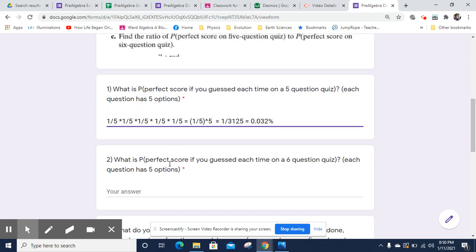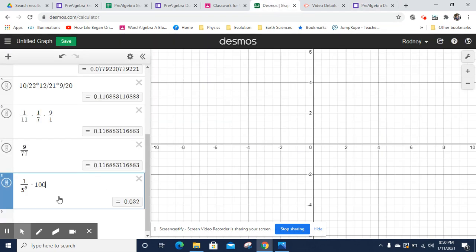Okay, now we've got 6 questions on the quiz, so it's going to be all of this times 1/5 again. So it's going to be 1/5 now. Instead of raised to the 5th power, it's going to be raised to the 6th power because there are 6 factors involved. So let's go to Desmos. Another 5 times 3,125 is going to be, that'll be 625, and that will be 15,000. So I believe that's going to be 15,625. So let's just confirm that, though.